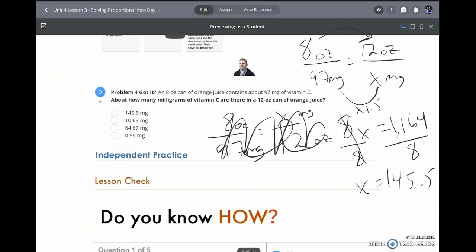Also, Mr. McKenzie, you can use the process of elimination for the answer key because all the other answers are under 97 milligrams. I like that. So it has to be more, right? If you have more juice, you have to have more milligrams of vitamin C. Yeah, I like that. That's good test-taking strategy.